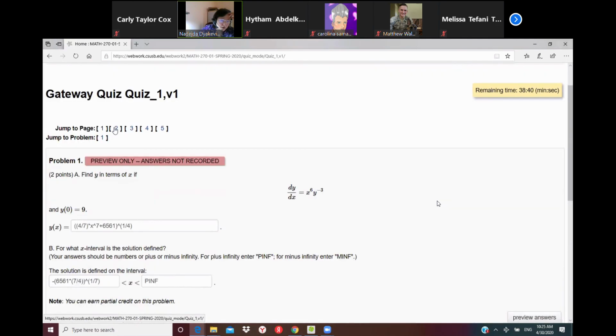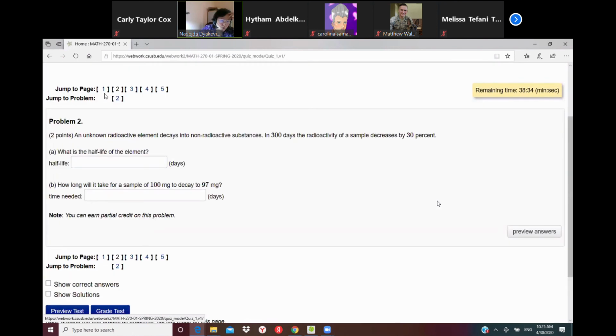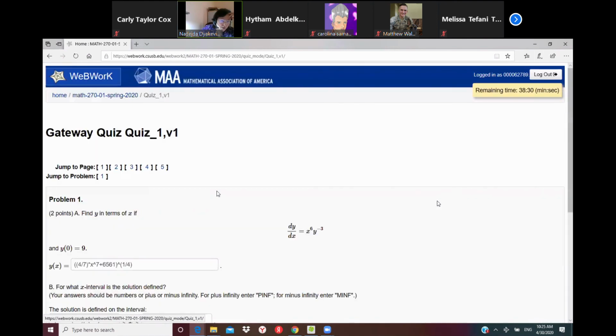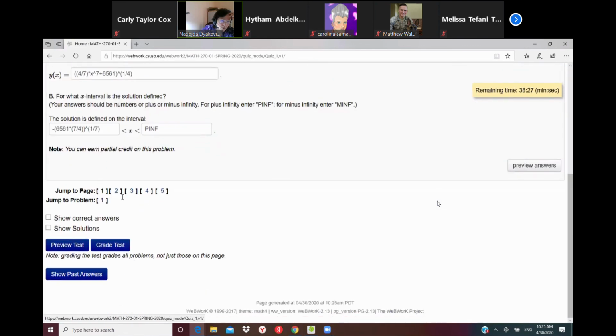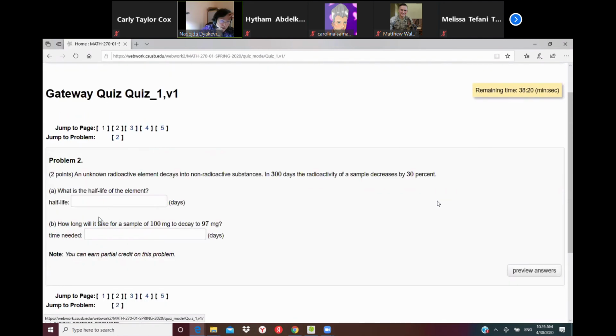So I'll click on this. I'm going to number 2 right now, and I want to see what is in number 1 because I'm curious. And it still has my typing here, right? It still has all my typing, so I move to the next problem. The next one is about radioactive decay. You have to find the half-life of the element in days and how long it takes to decay to 97.